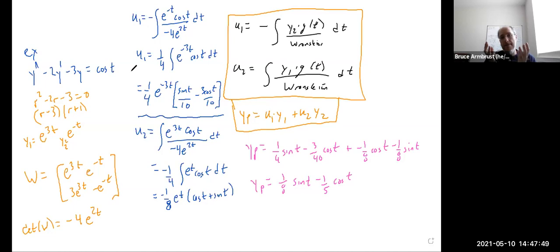So is this better? Is this faster? Is it easier? I don't know. Depends who you are. But this is a method that will work always, as opposed to undetermined coefficients, which only works when it's a nice form.